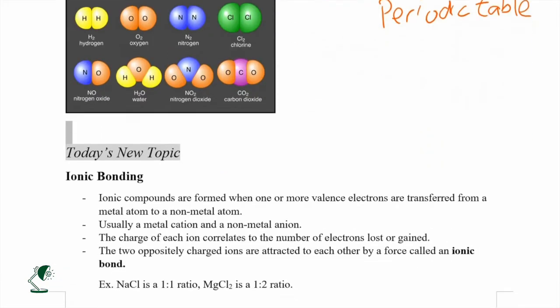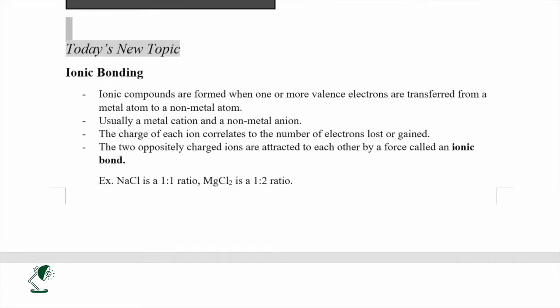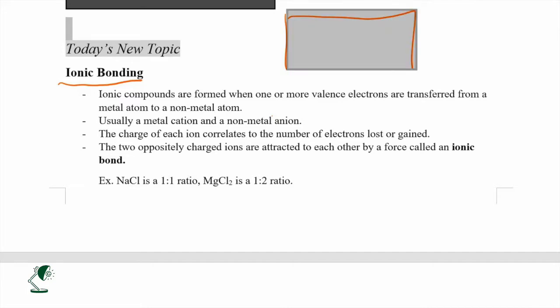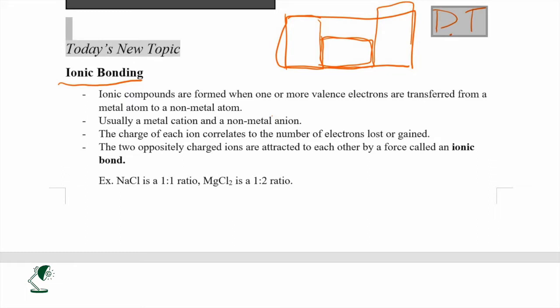Alright, so for today, we're going to cover ionic bonding, and we're also going to cover some nomenclature. Ionic compounds are formed when one or more valence electrons are transferred from a metal atom to a non-metal atom. When you take a look at your periodic table, you'll see the left side, and a huge box on the right side.